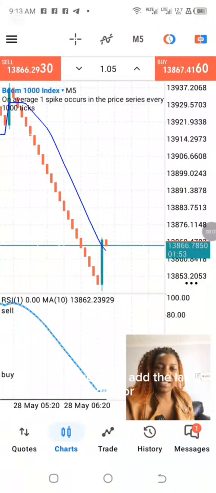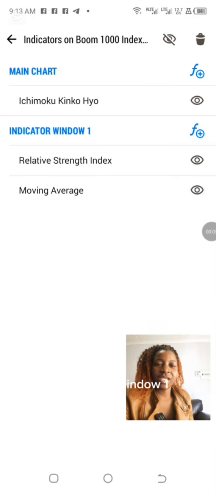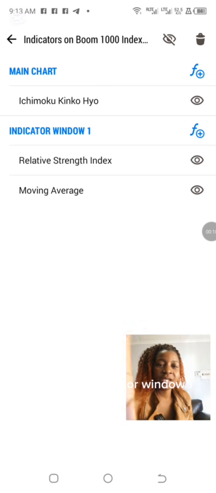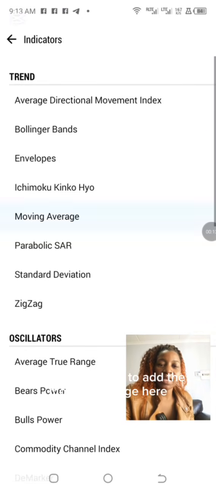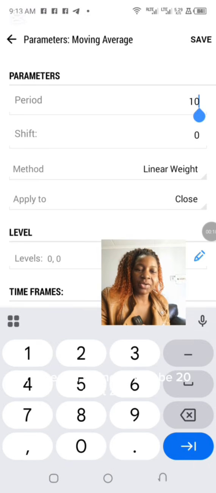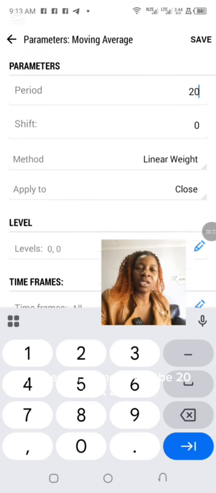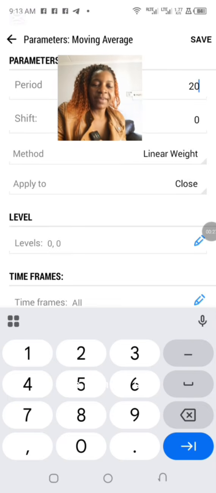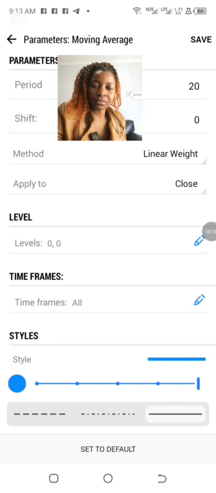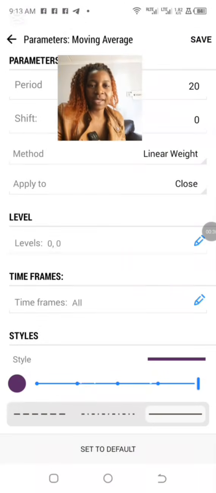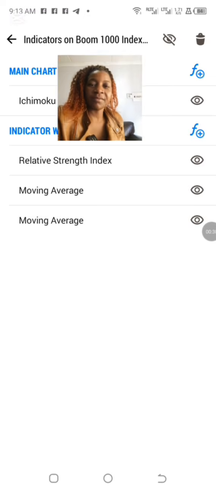So we are going to add the last indicator on indicators window 1, which is the moving average again. So we click on the F function on indicators window 1, and we are going to add the moving average. Here we need the period to be 20, shift 0, method linear weighted, apply to close, style, I choose purple. When you are done, you click OK, and when you come back here, you click save.